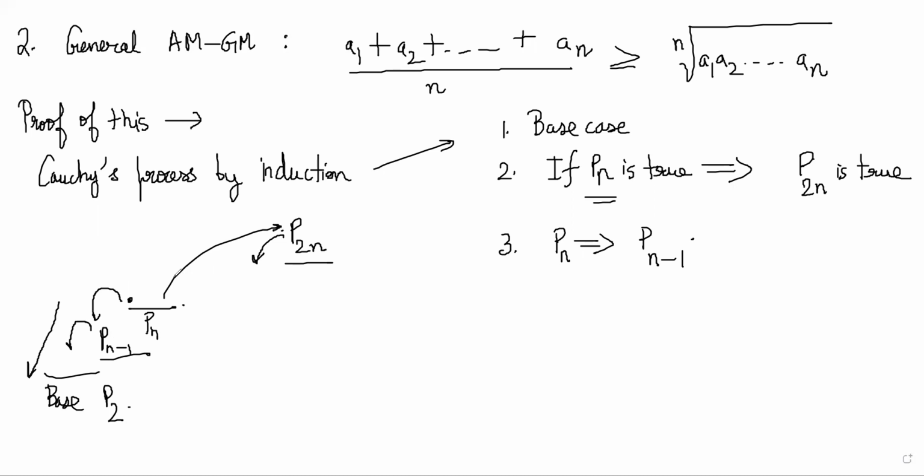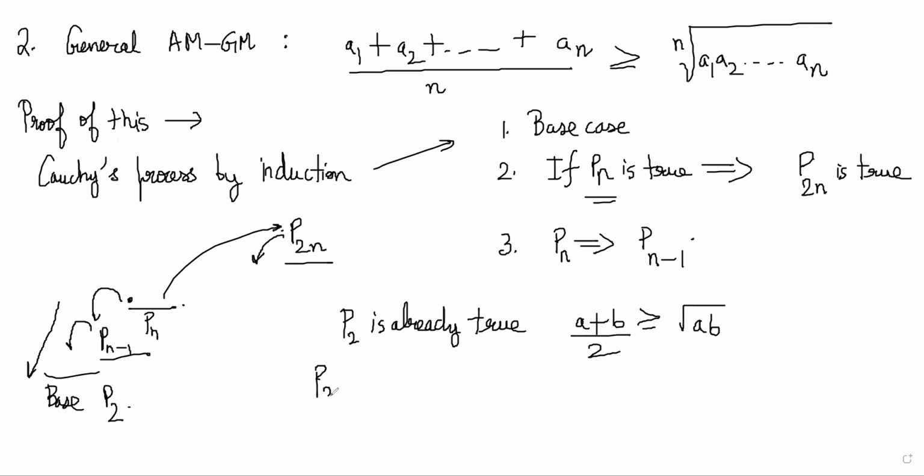Let's now prove this. So the base case we have already proved. P2 is already proved. That is the basic AM-GM, which is basically (a plus b) by 2 is greater than or equal to root ab. We can even prove P3 also. If you have to prove P3, you have to prove that (a plus b plus c) by 3 is greater than or equal to cube root of abc.